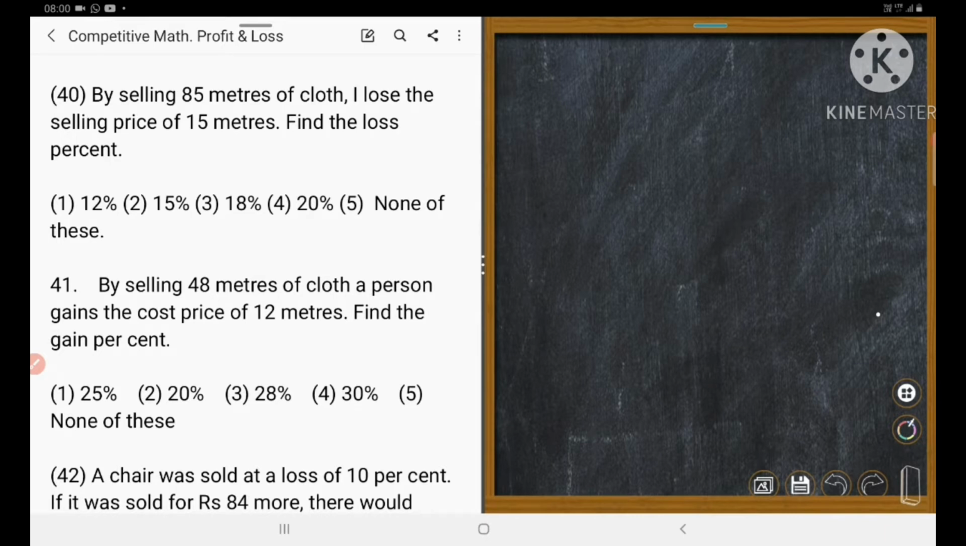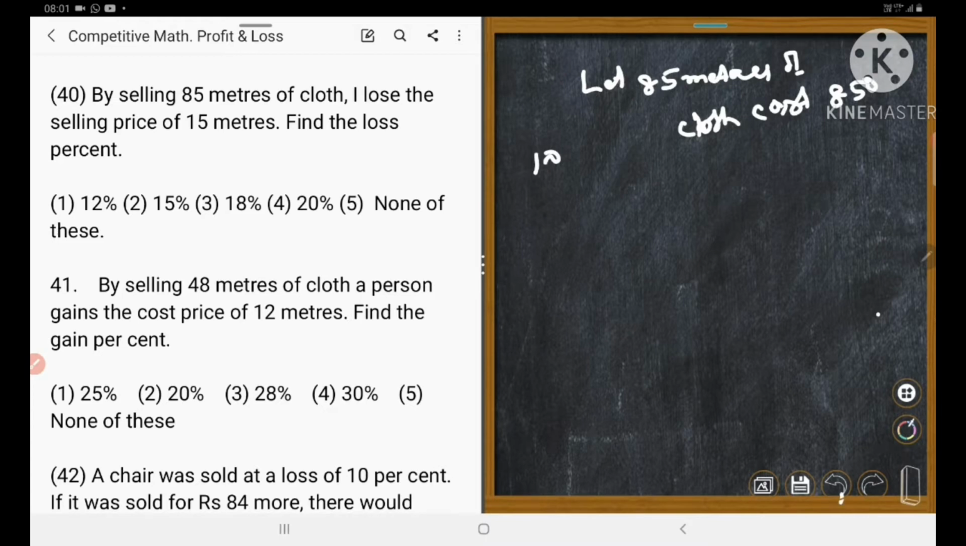Let 85 meters of cloth cost how many? 850. Each meter is equal to 10 rupees. Could you understand? Each meter is equal to 10 rupees.